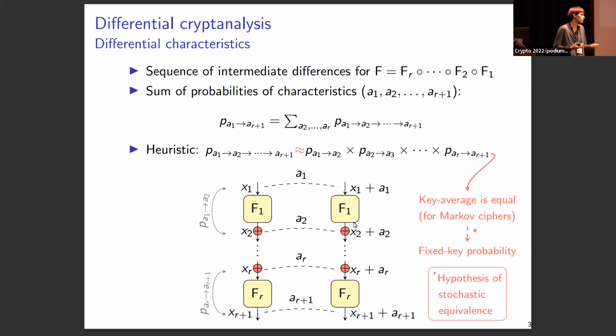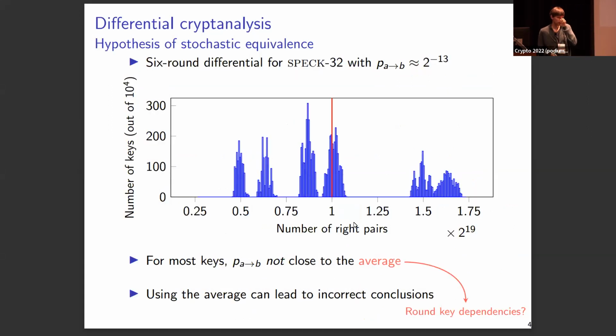Ideally, you would want to know the fixed key probability. To bridge this gap, people have introduced the hypothesis that for any particular key, the probability is probably close to the average value, the hypothesis of stochastic equivalence. We can try to check if that makes sense for some examples. Here I take a differential for 6 rounds of Speck32.